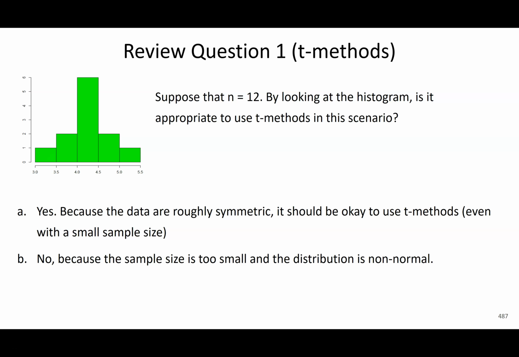So this first review question, we have a sample of 12 observations and we put it into this histogram here. We want to know, given what we're seeing in this histogram, is it appropriate to use t-methods? I recommend giving the video a pause here, try and answer this yourself, and then I'll go through the solution.